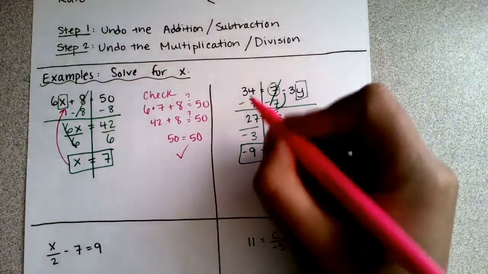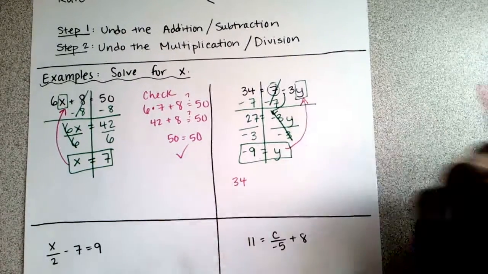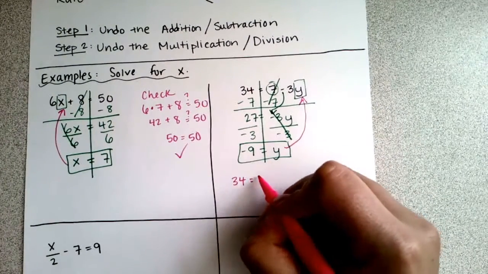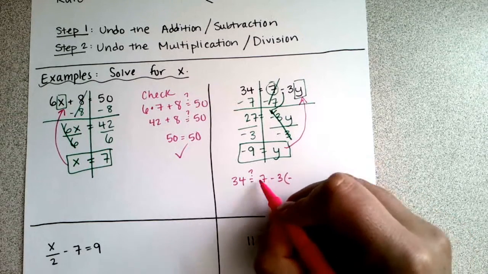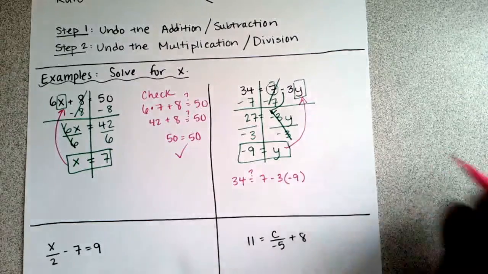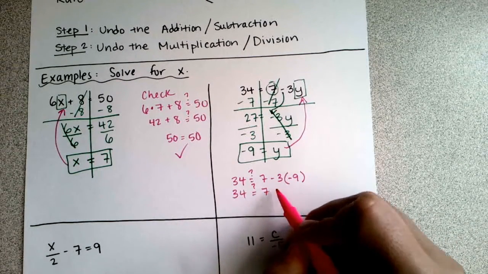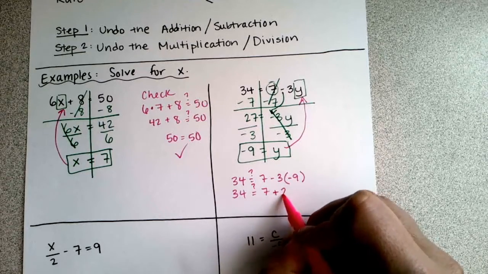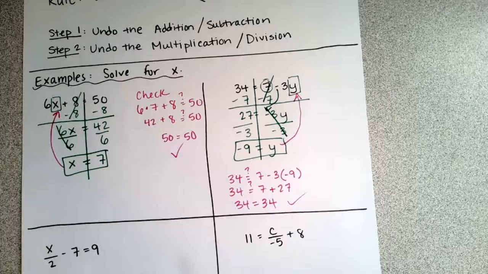Again, to check our work, we plug in this for y and see if we get something true. So does 34 actually equal 7 minus 3 times negative 9? Well, 34, does that equal 7, and this would be plus 27? Yes, it does. Those two things are equal.